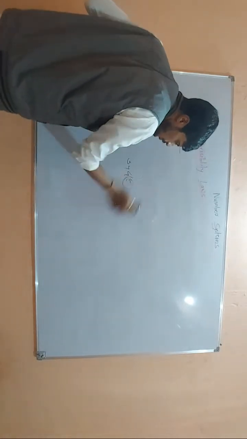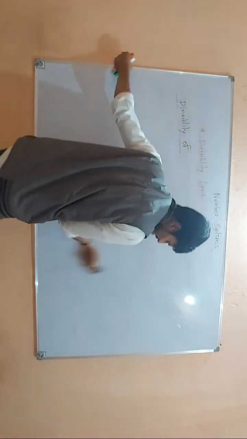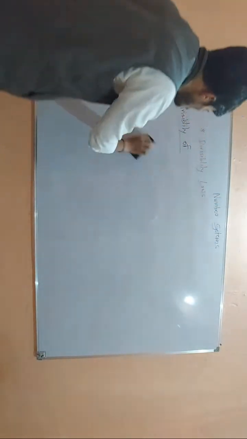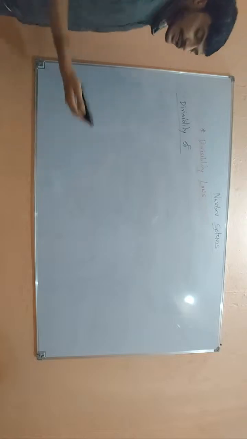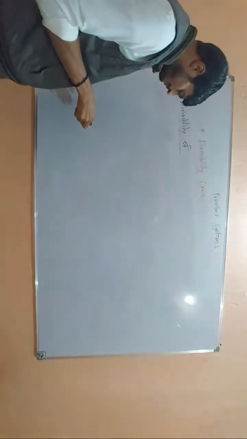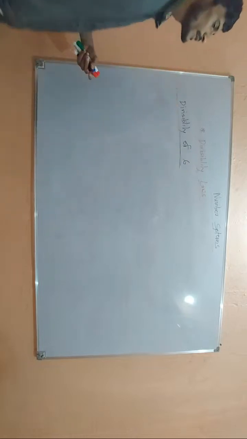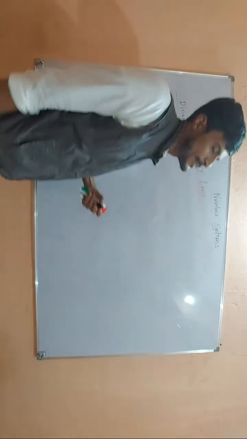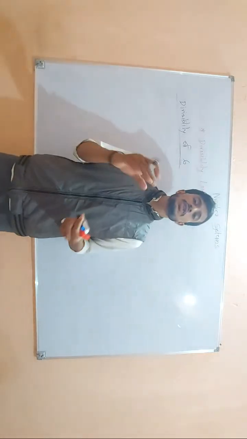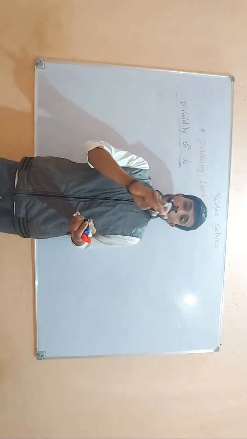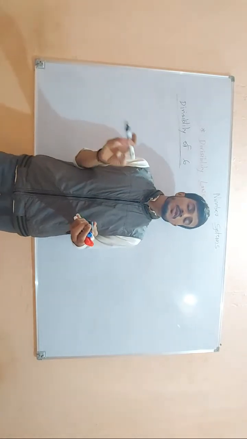One by one we are going to discuss all the divisibilities, because unless and until you know the divisibility rules, you will not be able to solve the questions related to the number system. Fine. Now divisibility of 6. In the case of finding divisibility of 6, simply you have to check whether that number is divisible by 2 and 3.